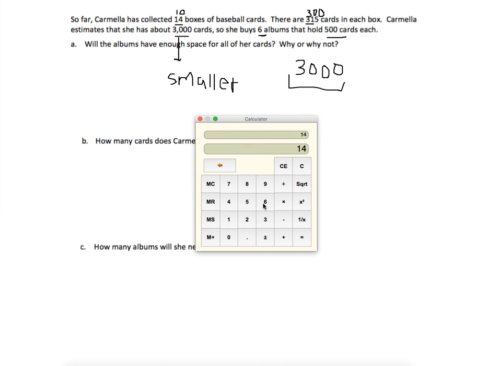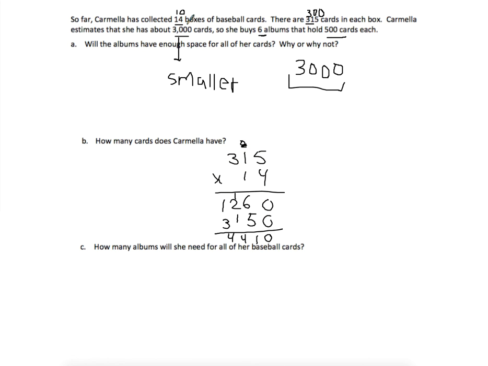14 times 315, 4,410. And you'll see that's because we rounded. We took away 4 groups of that 315. So that's why our estimate is so much lower than our actual answer.